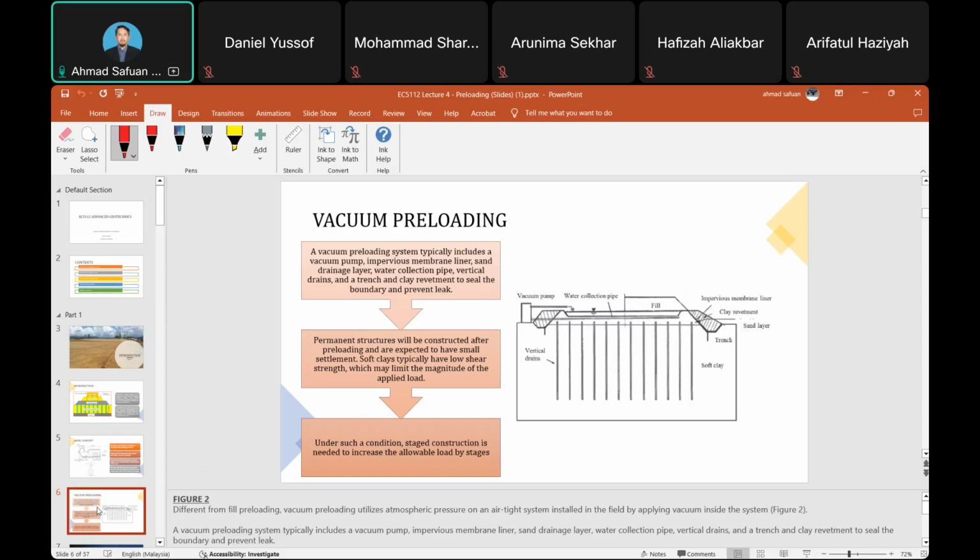So the permanent structure will be constructed after preloading and is expected to have small settlement. Soft clay typically has low shear strength, which may limit the magnitude of the applied loads. Under such conditions, stage construction is needed to increase the allowable load by stages.